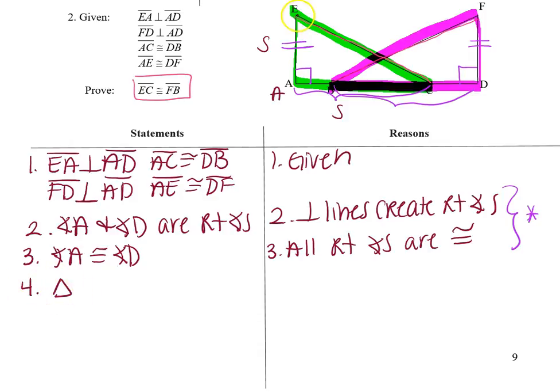So triangle EAC is congruent to, now careful with your corresponding, F corresponds to E, D corresponds to A, and B corresponds to C in the other triangle. And again, this is by side angle side.